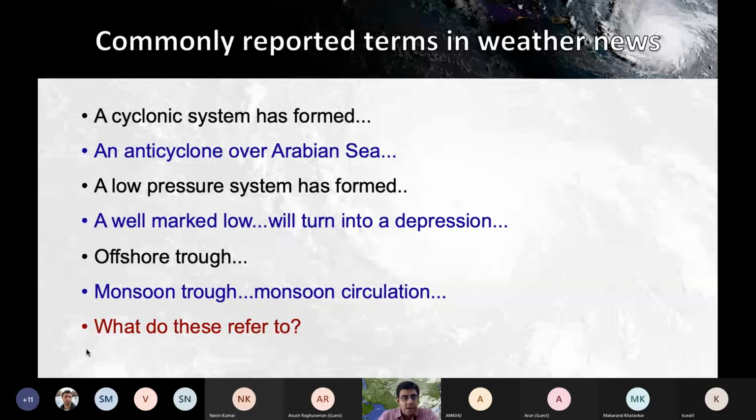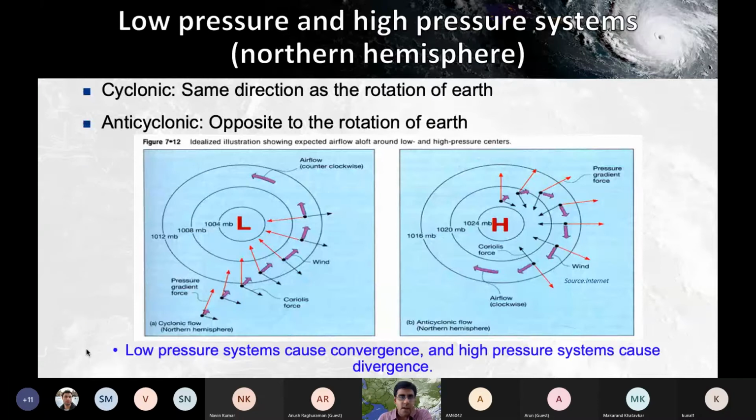Okay, and then you have this well-marked low, which is when the low pressure intensifies further. Then it's a well-marked low, then a depression, and then finally a cyclone. And then there are two other things that we have not touched upon, but we will when we talk about monsoon, which is the offshore trough. It's very important for the west coast of India. What is that? How to find those on maps? That is something that we will see. And the monsoon trough and monsoon circulation. So when we talk about monsoon, we will have a clear idea on the last two things.